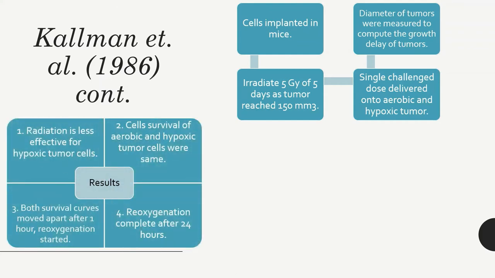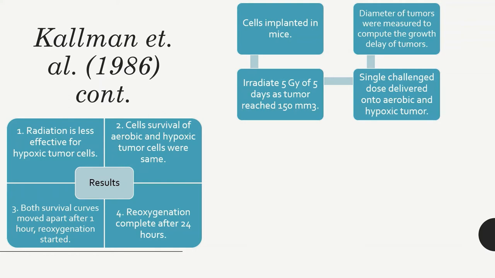So from this experiment, they found out that radiation is less effective for hypoxic tumor cells, or in other words, it is harder to kill the hypoxic tumor using radiation compared to the aerobic group. Secondly, they found out that the cell survival of both tumor groups is actually the same. This is because after the irradiation, what is left over in both tumor groups is hypoxic tumor, and hence, since both leftovers are hypoxic tumor, they will have the same cell survival rate.